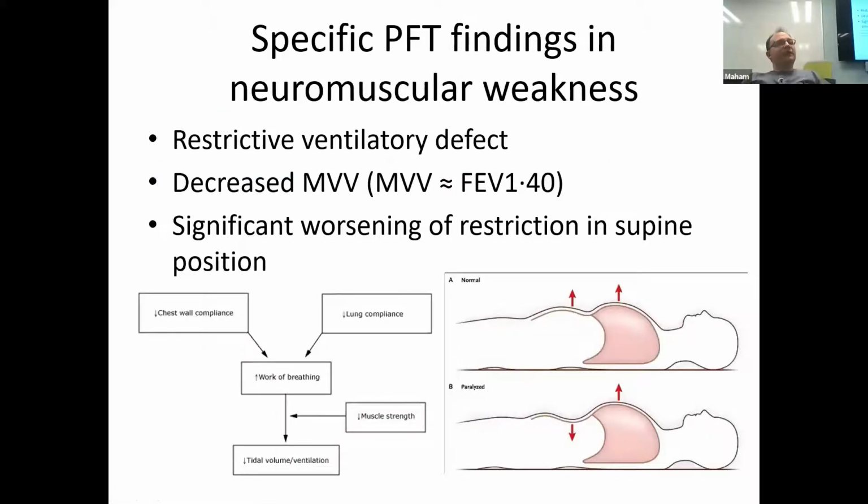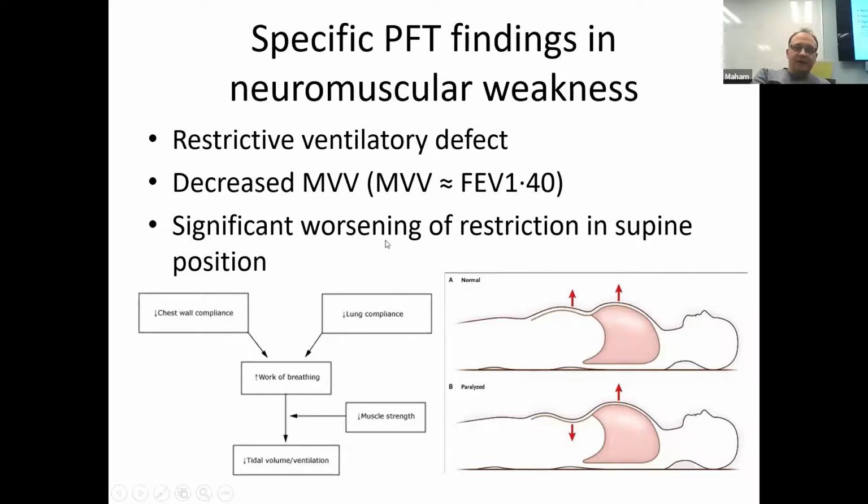The specific PFT findings in neuromuscular weakness are, because we're talking about it, restrictive ventilatory defect, but also a decreased maximum voluntary ventilation. So this is the test where you instruct the patient to breathe as hard and as fast as they can. And the maximum voluntary ventilation here is about equal to FEV1 times 40 in normal patients. And it'll be decreased in neuromuscular weakness because the patients will be either unable to have enough diaphragmatic strength to take large breaths, or they'll have the fatigability that you see with myasthenia gravis.